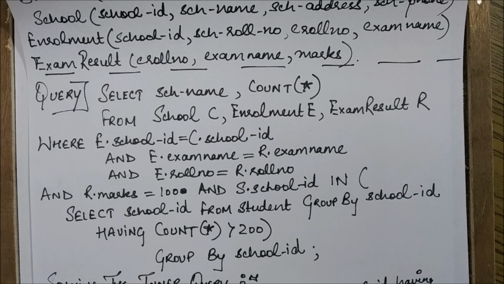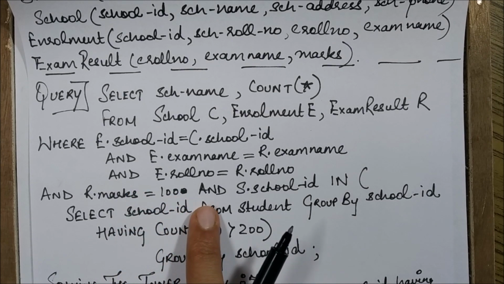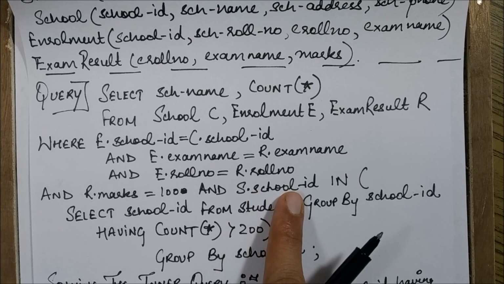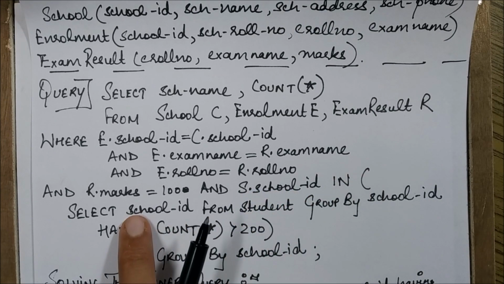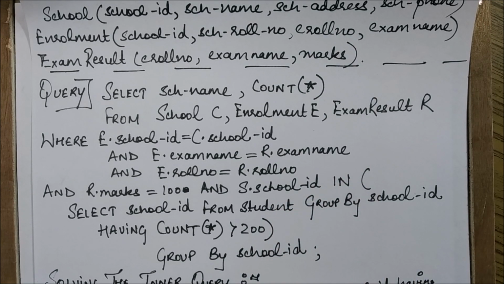Another important thing which you can notice over here is that it says R dot marks is equal to 100, that is fine. Plus it also says that S dot school ID is in this. So this is a subquery that we need to process, a nested query form of question. So we need to solve this inner query first, and then we'll eventually get the final result.